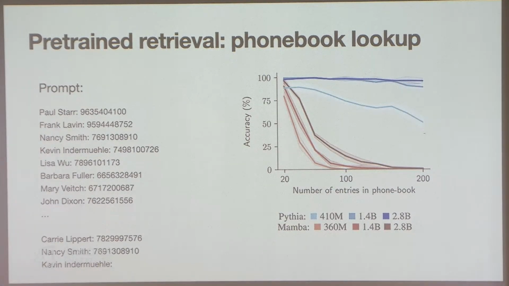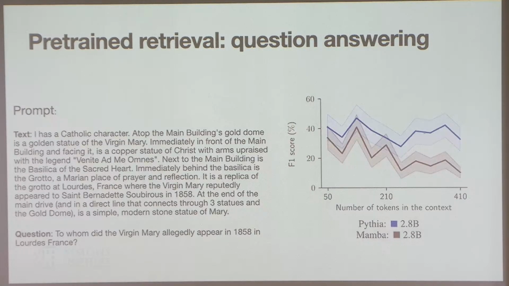And transformers are very good at this, and state space models are quite bad when the size of the phone book is large. And finally, we're doing maybe a real language task, a question answering task. You get a paragraph and need to answer a question. It's basically retrieval of some information from the paragraph. And as the number of tokens in the paragraph increases, we can see that the performance of the state space model decreases, but the performance of transformers pretty much holds.